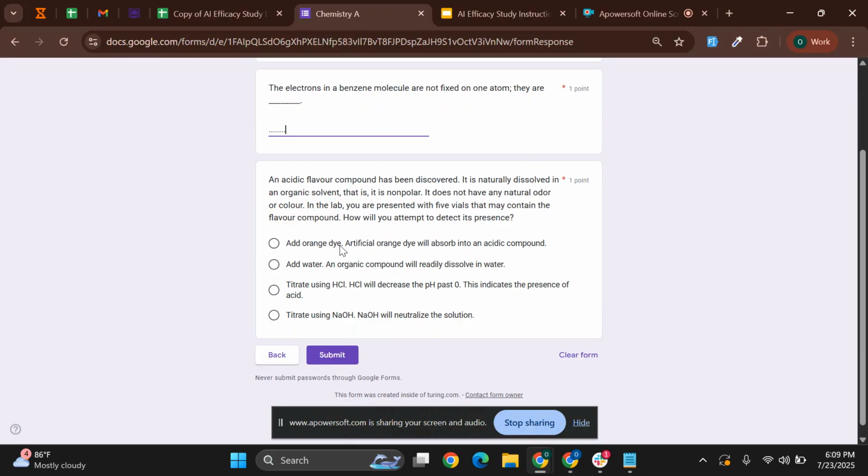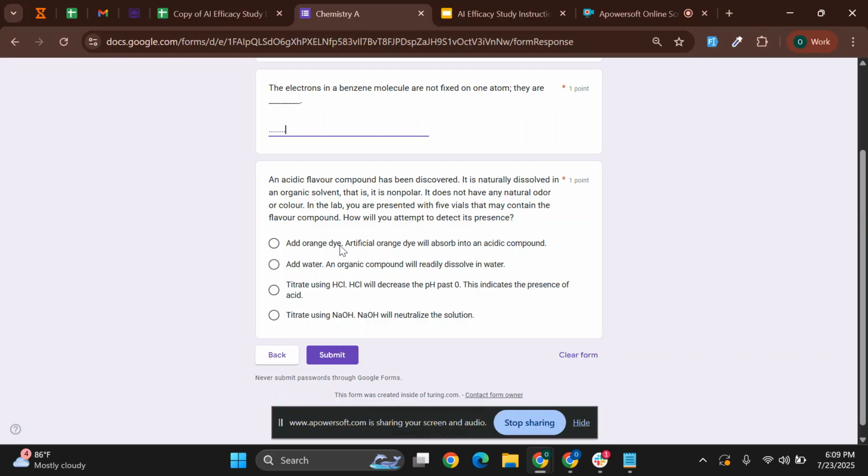So, an acidic flavor compound has been discovered. It is naturally dissolved in an organic solvent that is unknown, non-polar. It does not have any natural odor or color. In the lab, you are presented with five vials that may contain the flavored compound. How will you attempt to detect its presence? Add orange dye, artificial orange dye will absorb into an acidic compound.